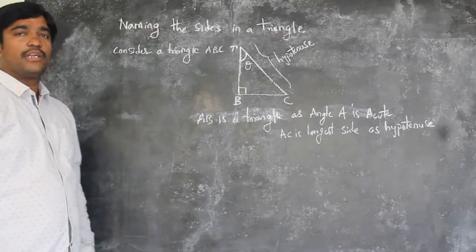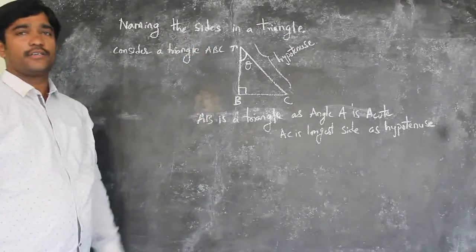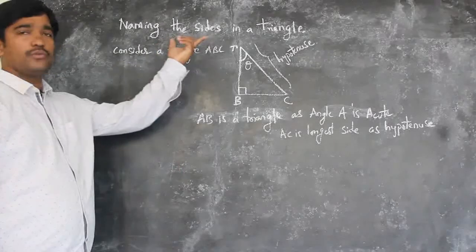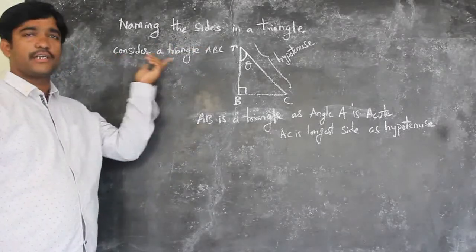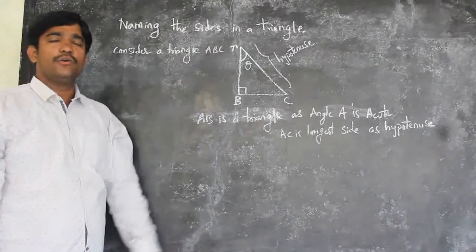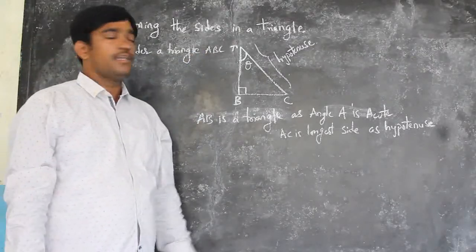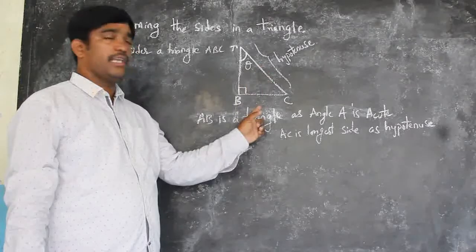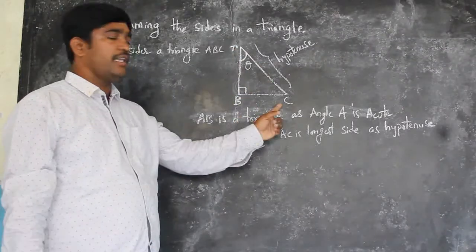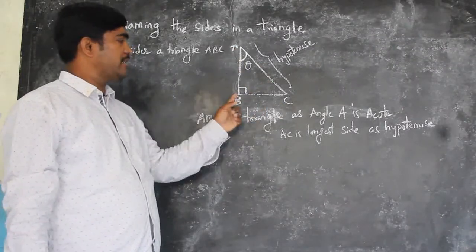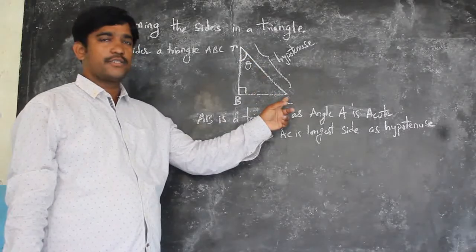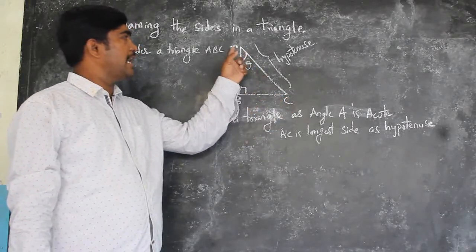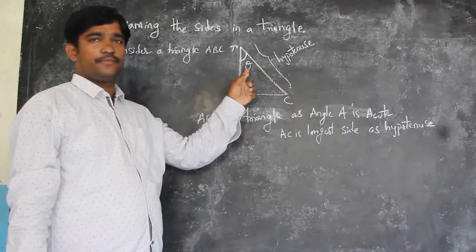This is about naming the sides of a triangle. How to name the sides of a triangle? First, we consider a triangle ABC. We know a triangle has 3 sides. I consider ABC as a triangle, with AB as the first side, BC as the second side, and AC as the third side. And I will consider the angle at A as theta.